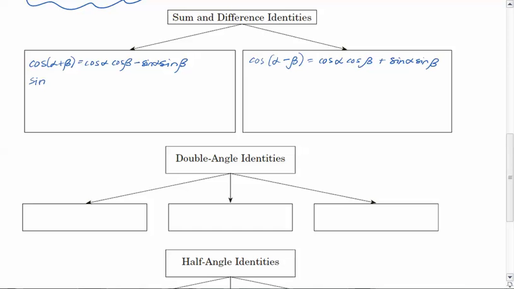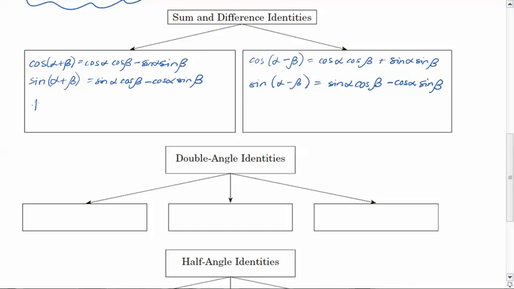Now let's do sine. If we have sine of some angle alpha plus some angle beta, that's the same as sine alpha cosine beta, sine of the first times cosine of the second, plus cosine of the first times sine of the second. And then if we write the difference version of that, we have sine of alpha minus beta, that's equal to sine of the first times cosine of the second minus cosine of the first times sine of the second. Again, the more important ones to remember are the sums, because the difference is just going to be the opposite version of that.